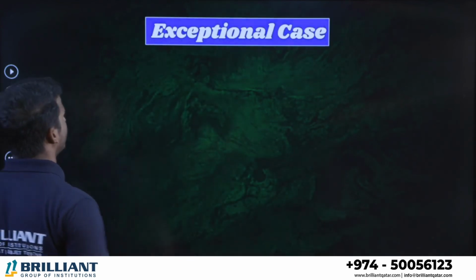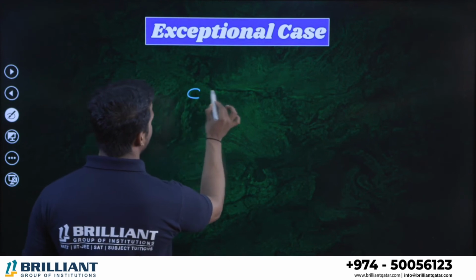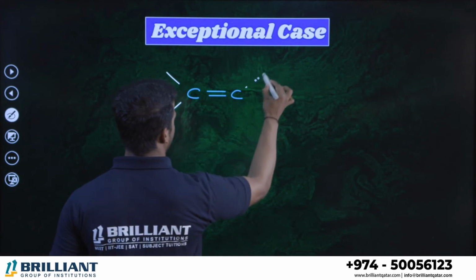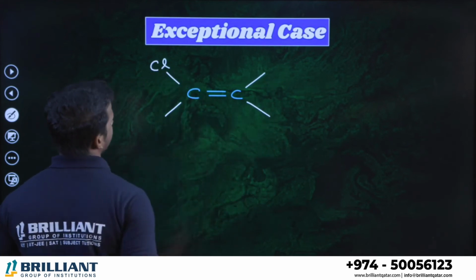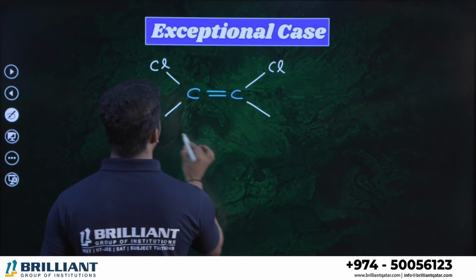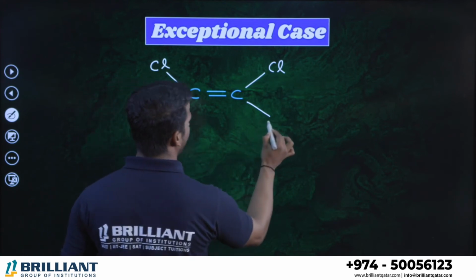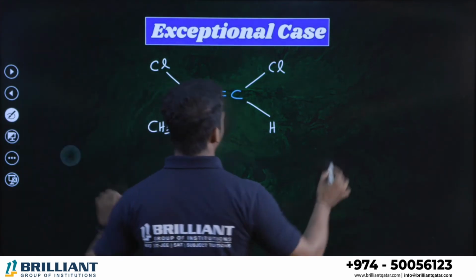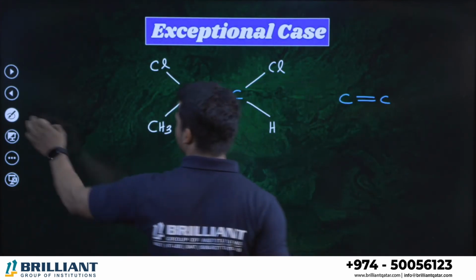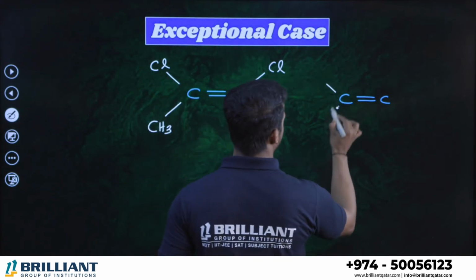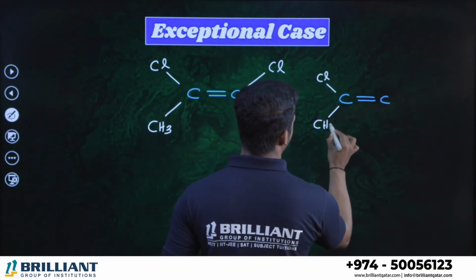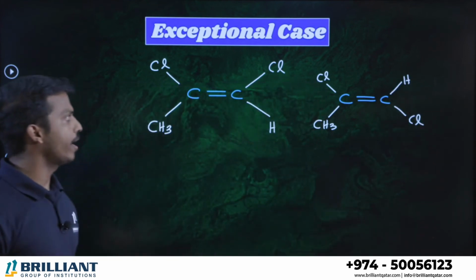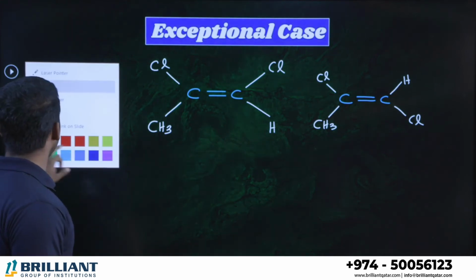Let me show you another exceptional case here. Let us consider C double bond C. The substituents, all of you please observe: chlorine and chlorine. Here I am writing CH3 and hydrogen. One another: C double bond C, chlorine, methyl group, hydrogen and chlorine. Can you identify which is cis, which is trans?